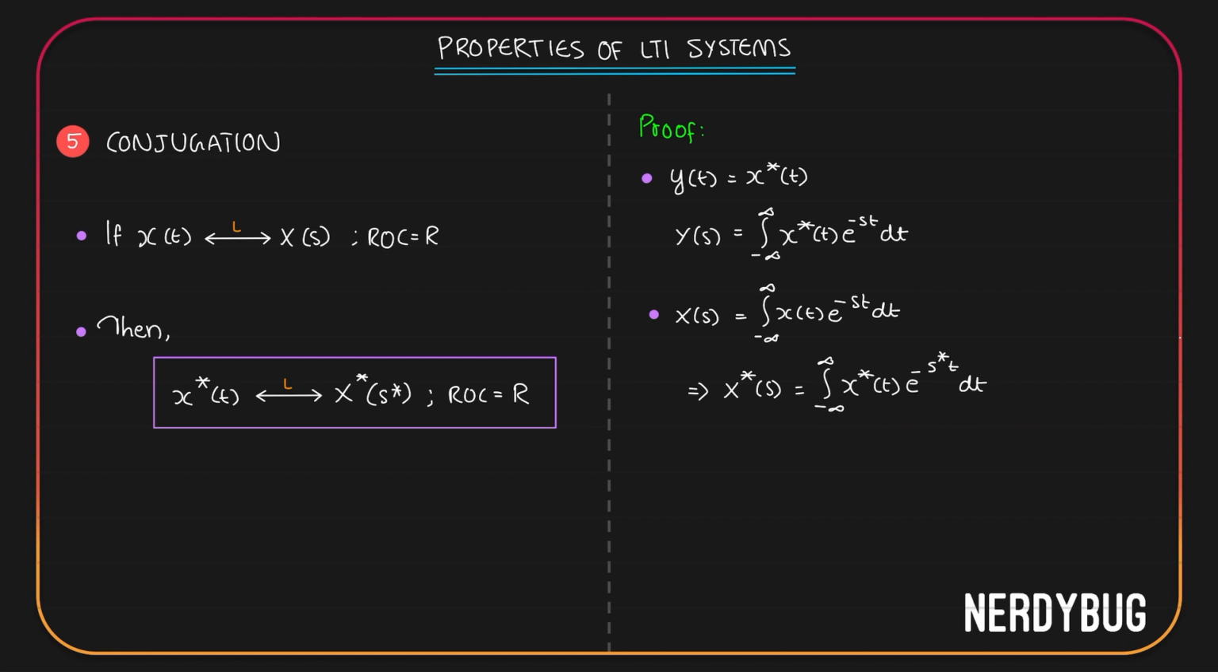Now instead of x conjugate of s, I need x conjugate of s conjugate. So I will take the same expression, but I'll take the conjugate of the s value here. X conjugate will become s. So this will be integral from minus infinity to infinity x conjugate of t e raised to minus st dt. But this is exactly what we got over here. This is equal to y of s. That means Laplace transform of x conjugate of t is x conjugate of s conjugate.